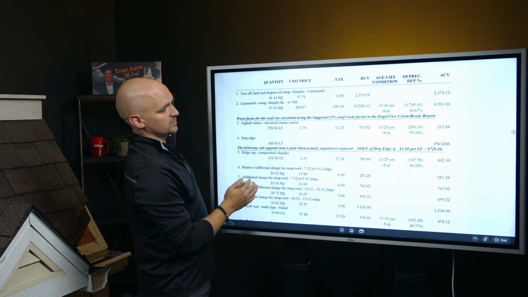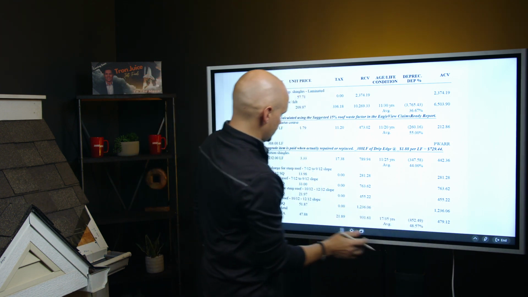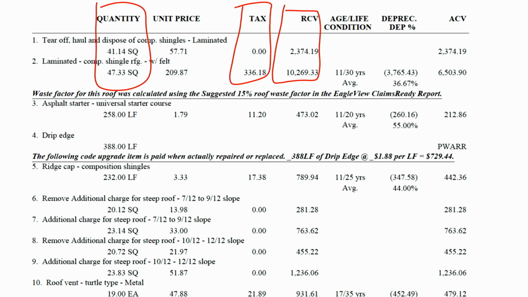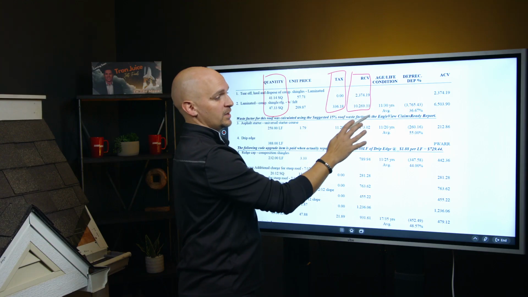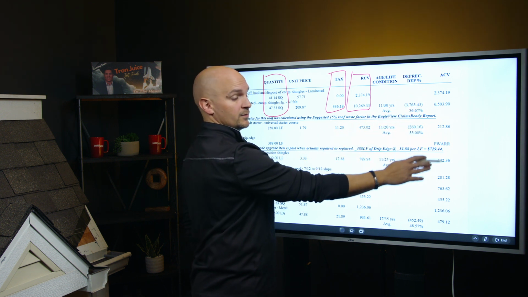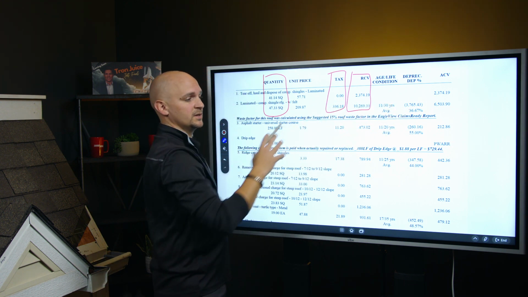For this estimate, you'll see, very similar to the last one. We have the line items. We have quantities here. We have unit prices next to it. We have taxes. We have the full RCV of that given line item. One difference here is they actually will break out the depreciation by how many years they're depreciating that item, what the depreciation is, and then they give you the ACV. Again, we'll get more into that in another video when we're talking about the difference between RCV and ACV.